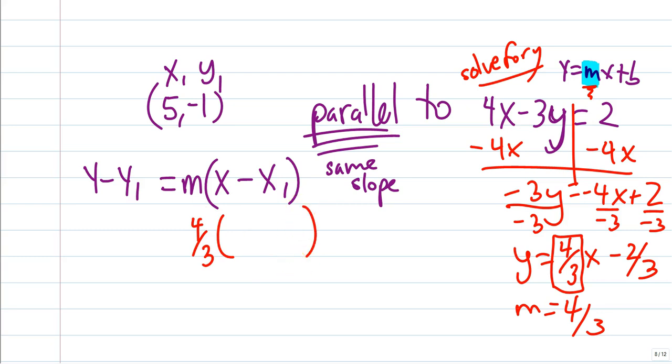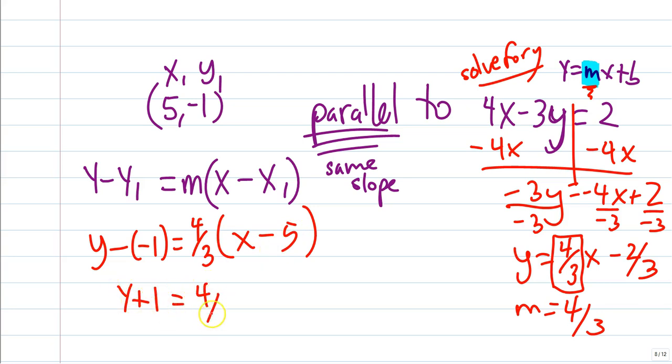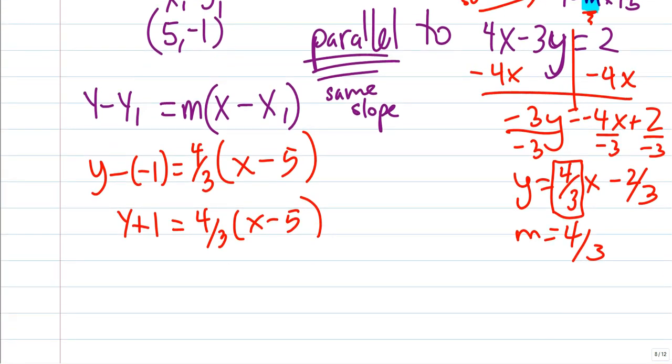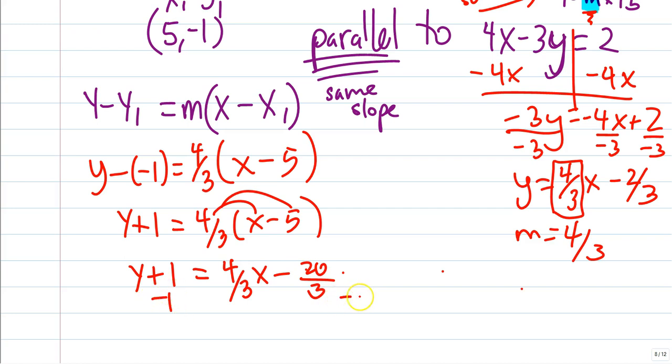What else do I fill in? The point. Y minus negative 1 equals 4/3 times x minus 5. Y plus 1 is equal to 4/3 times x minus 5. Double check, if they want the answer in point slope form, you're done. If they want it in slope intercept form, you have to take the 4/3 and distribute it. So how about 4/3 x minus 20/3? Subtract the 1, and y equals 4/3 x minus 23/3.